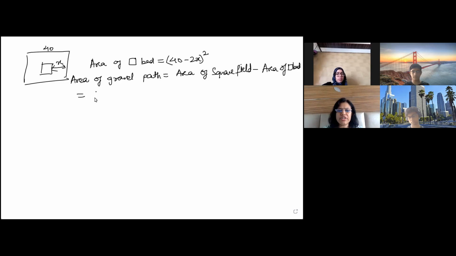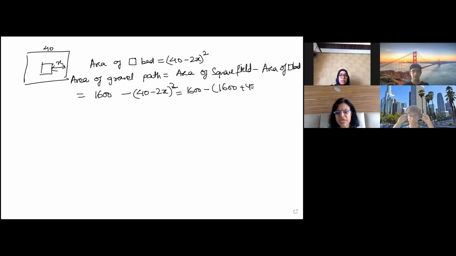So area of square field is 1600, 40 का square, which is 4 4s are 16, so 1600 minus area of bed, square bed is 40 minus 2x का whole square. Okay, so we'll open the bracket, how much we are getting: 1600 minus bracket में 1600 plus 4x square minus 4 2s are 8, 2s are 16, minus 160x. माइनस को अंदर घुसाएंगे, we get 1600 minus 1600 minus 4x square plus 160x. 1600 cancel. So we are left with 4x को कॉमन निकाल देते हैं.